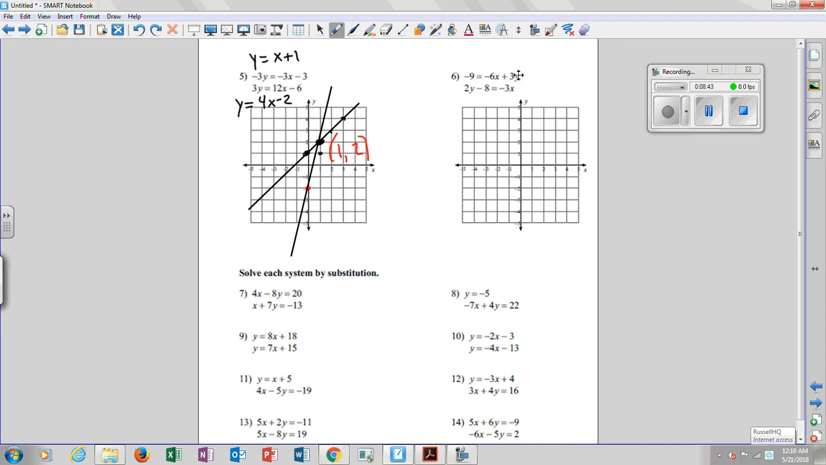Number 6. Got to get y by itself first. 3y equals 6x minus 9. Divide by 3, you get y equals 2x minus 3. For your second equation, add the 8 to the other side. You get 2y equals -3x plus 8. Divide by 2, you get y equals -3/2 x plus 4.